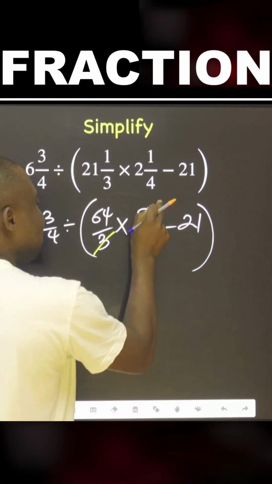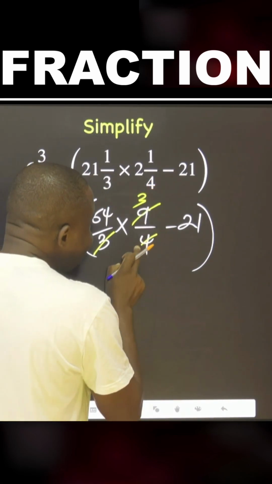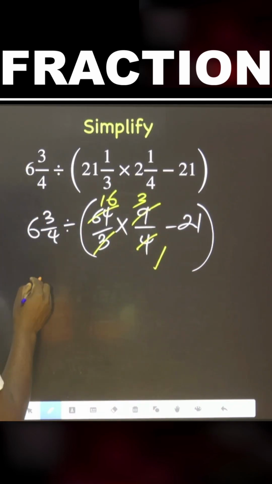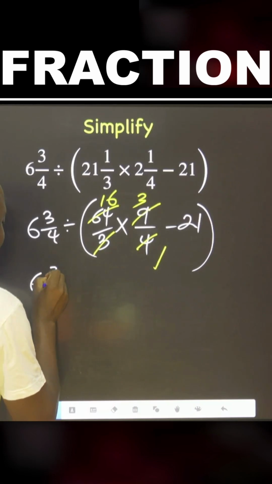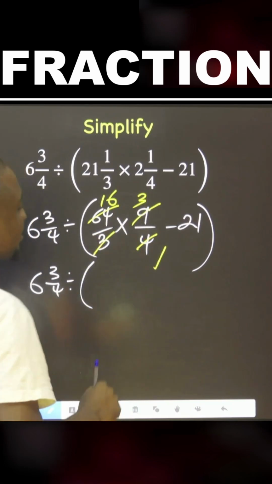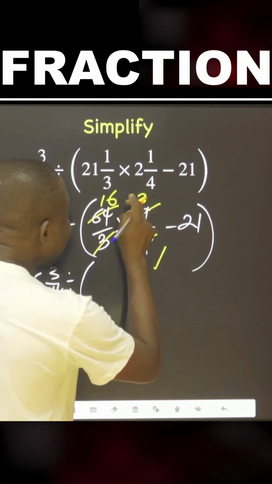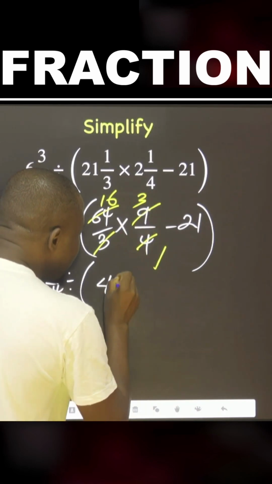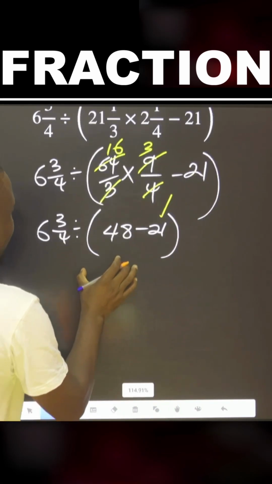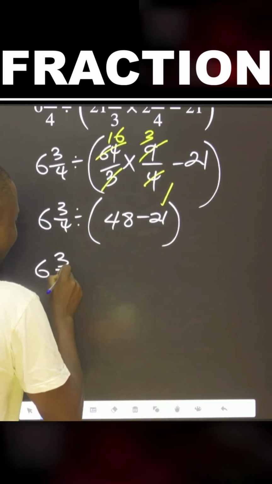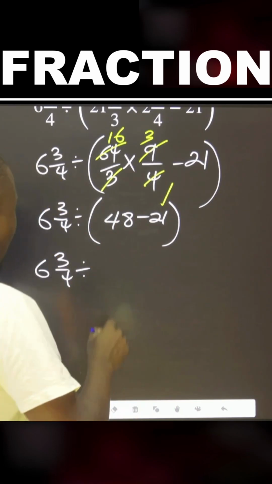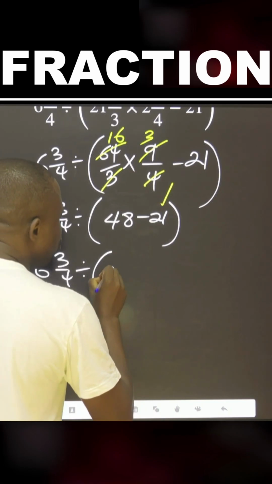So 3 here 1, 3 here 3. This here 1, this here 16. Okay? So let's continue. That is 6, 3 over 4 divided by 16 times 3. What is 16 times 3? 16 times 3 is what? 48 minus 21. We are still within the bracket. So 6, 3 over 4, 48 minus 21. You agree with me? That is 27.